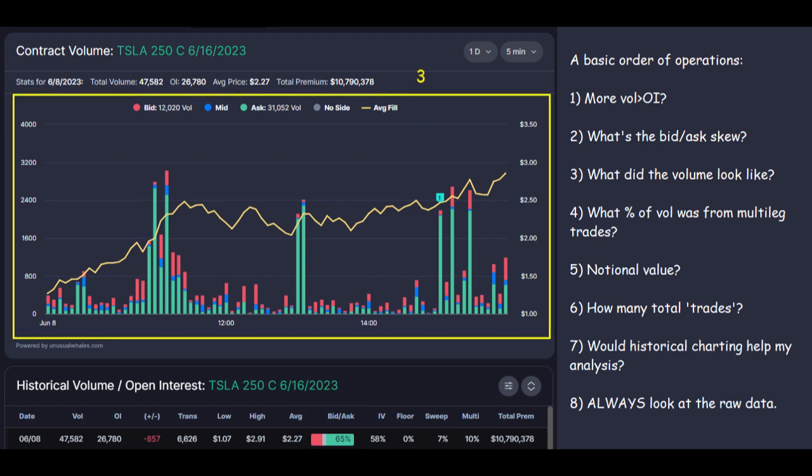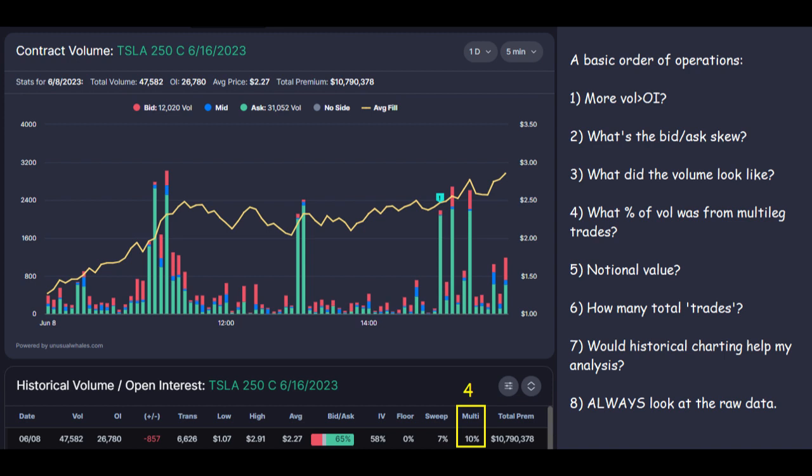3. What did the volume look like? The volume was persistent throughout the day, with several instances of very large volume. The very large volume was primarily all at or closer to the ask. The 7 large candles range from $460,000 to $726,000. There is some serious money at work here.